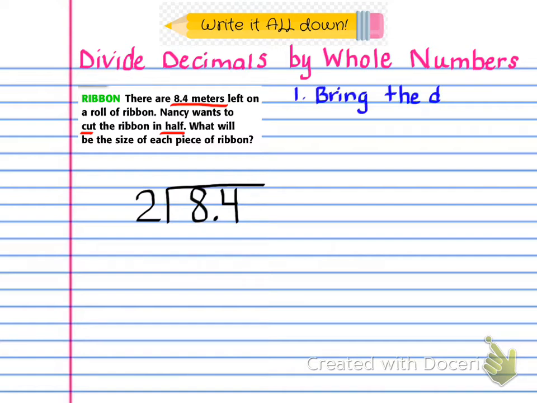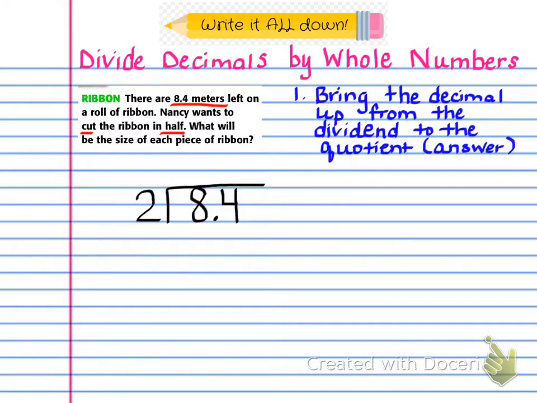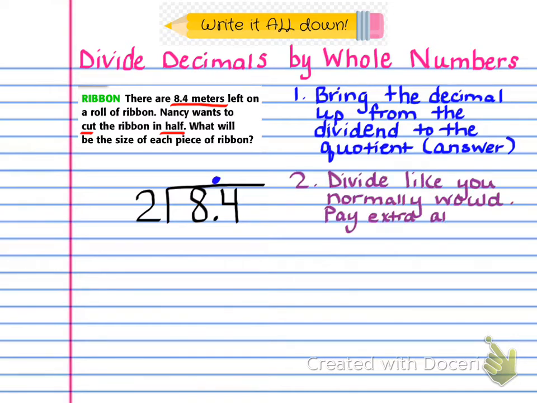The first thing that you're going to want to do in every single dividing decimals by whole numbers problem is bring the decimal up from the dividend to the quotient. That 8.4 is the dividend, and the quotient is the answer. So your first thing is to place the decimal. We're going to go ahead and do that now. You can see I placed the blue decimal on top where the quotient will go.